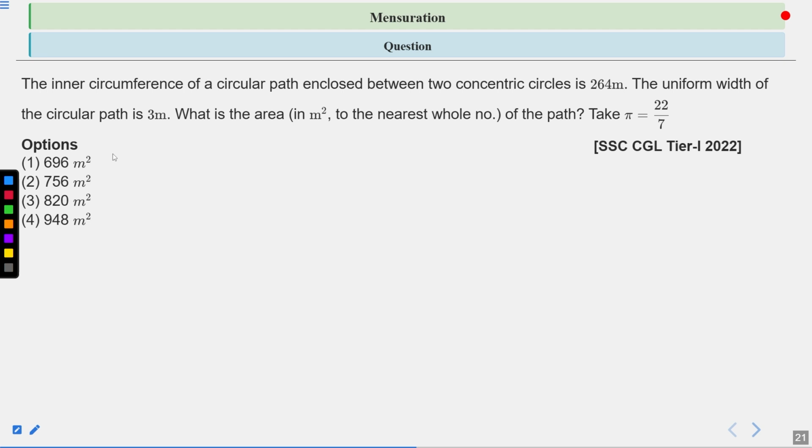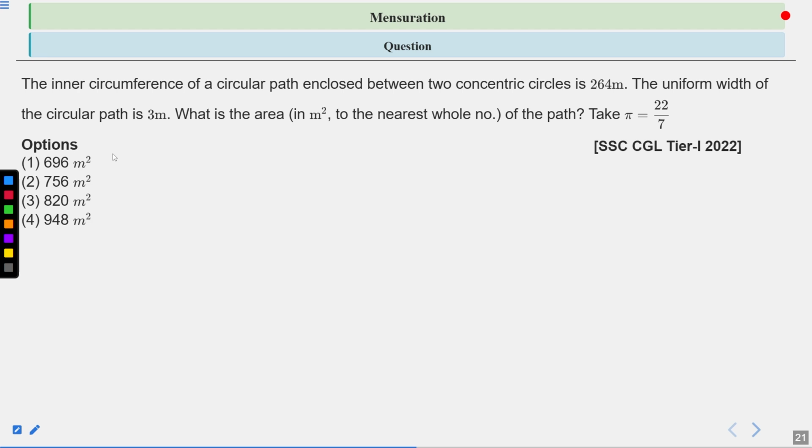Next one. The inner circumference of a circular path enclosed between two concentric circles is 264 meter. The uniform width of the circular path is 3 meter. What is the area in square meter, to the nearest whole number, of the path? Take the value of pi as 22/7. This question was asked in the SSC CGL Tier 1 exam in 2022.